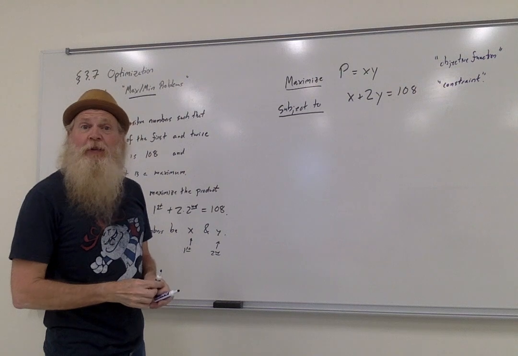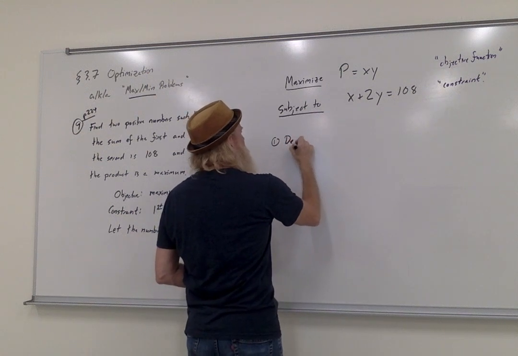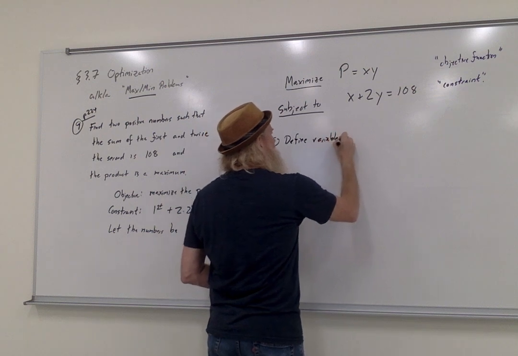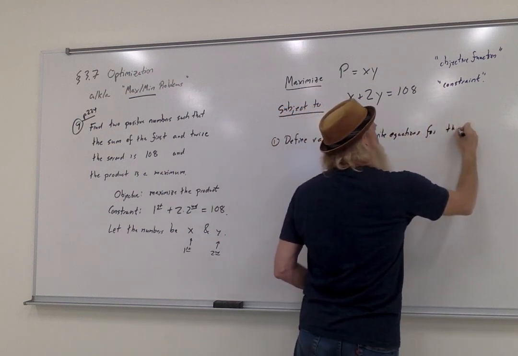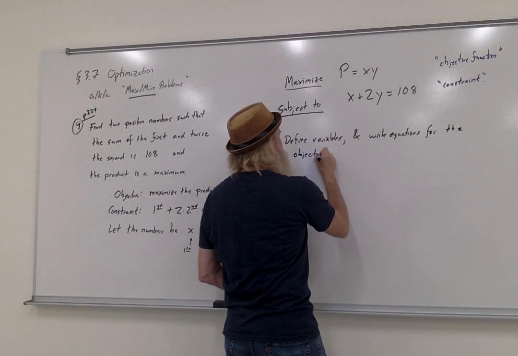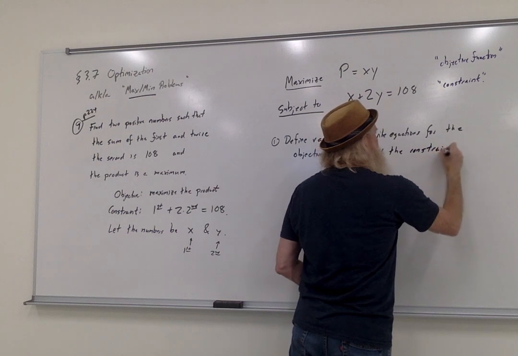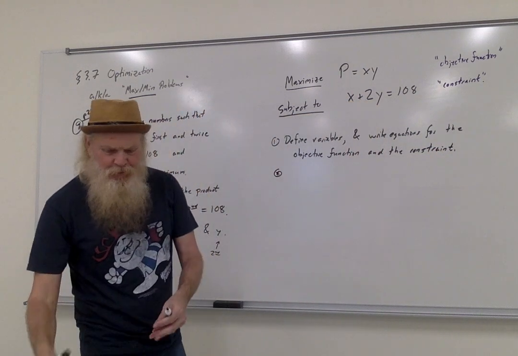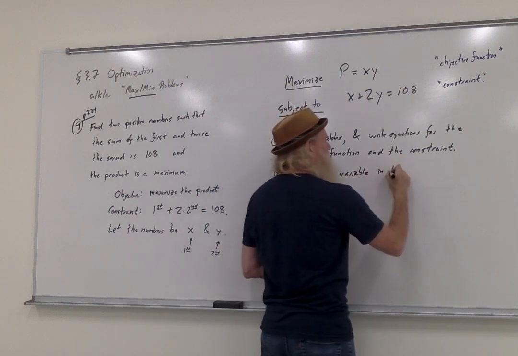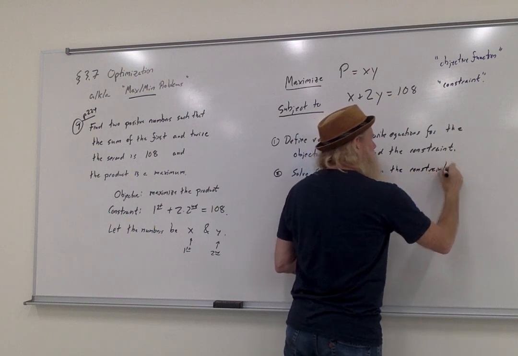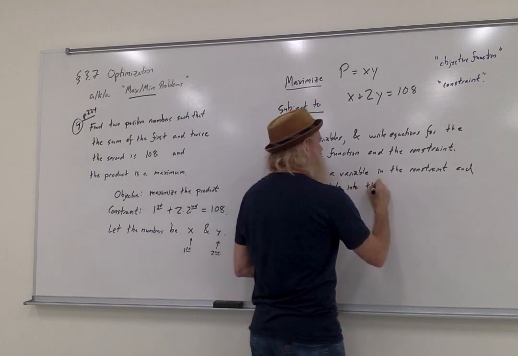Now that we've written that down, I can kind of give you what the method's going to be for solving. So first of all, we're going to do what we just did. We're going to define variables and write equations for the objective function and the constraint. For our second step, we're going to solve for a variable in the constraint and substitute into the objective function.